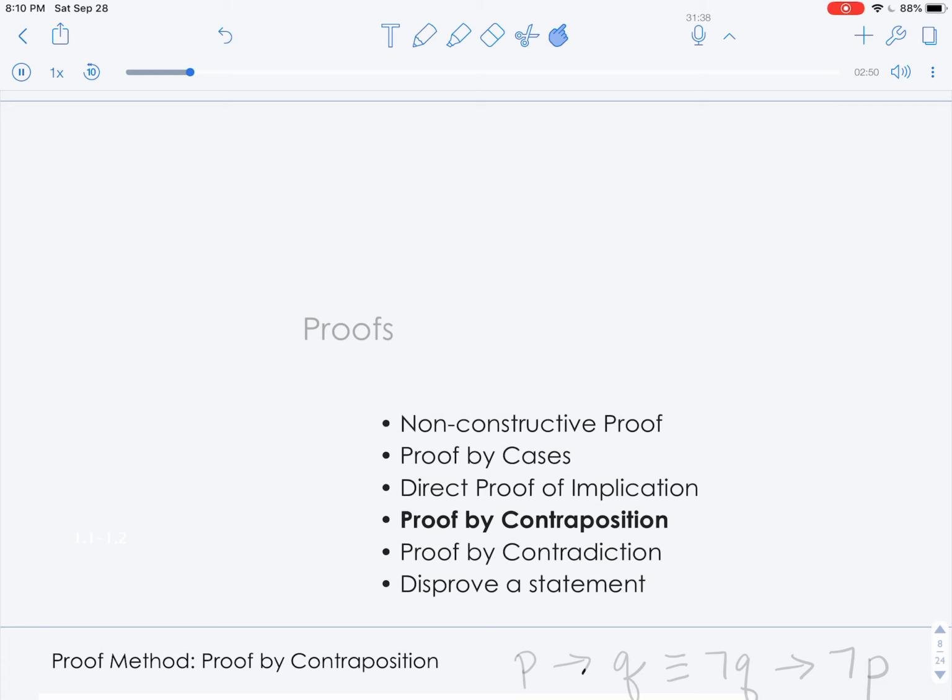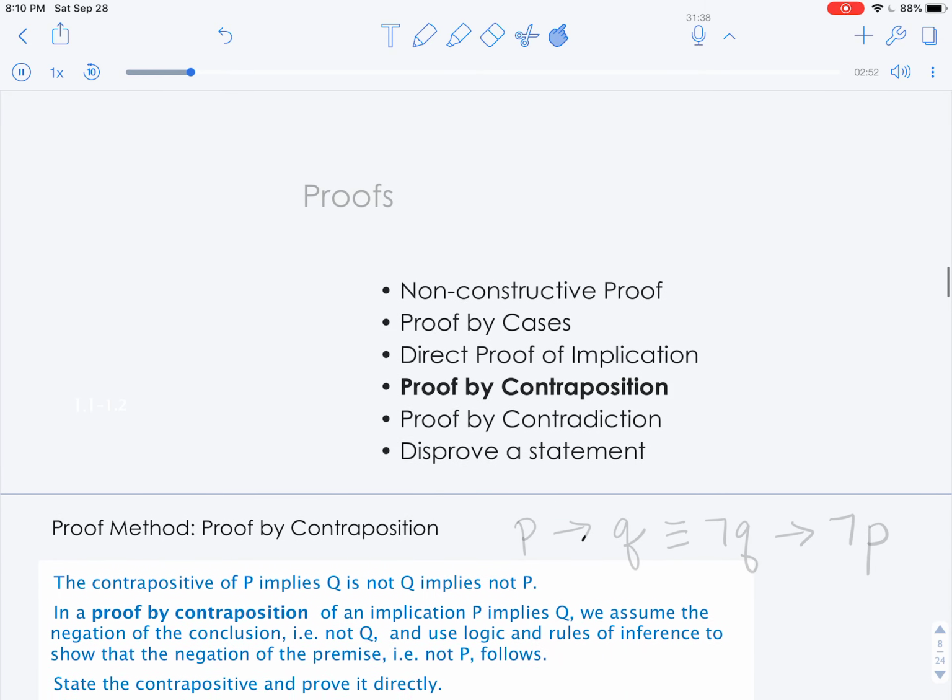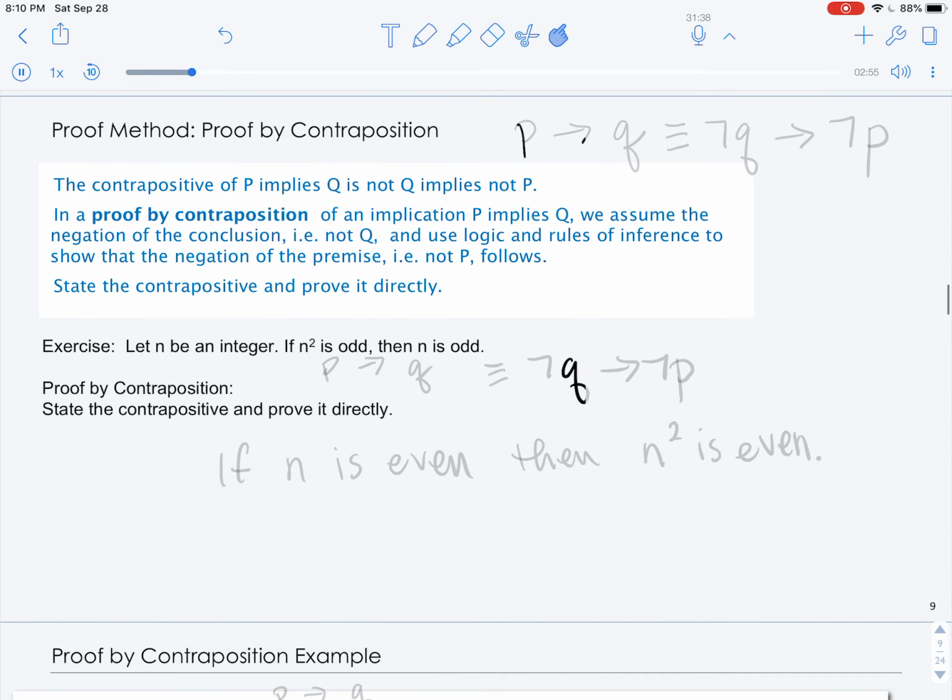In this video, we'll discuss examples of proof by contraposition. In a proof by contraposition, we want to show that an implication P implies Q is true. P is the premise, Q is the conclusion. The contrapositive of the implication, which is logically equivalent to it, is not Q implies not P. In other words, the negation of the conclusion implies the negation of the premise.